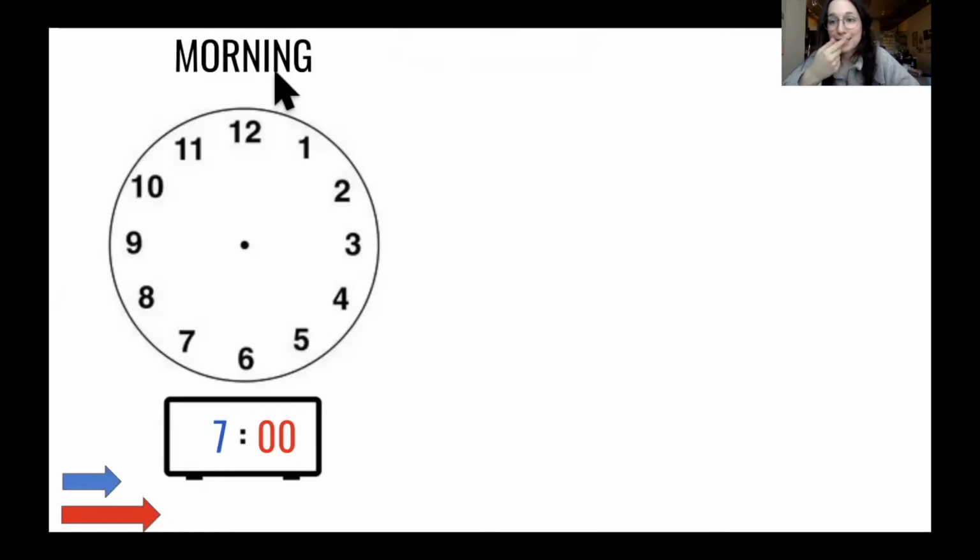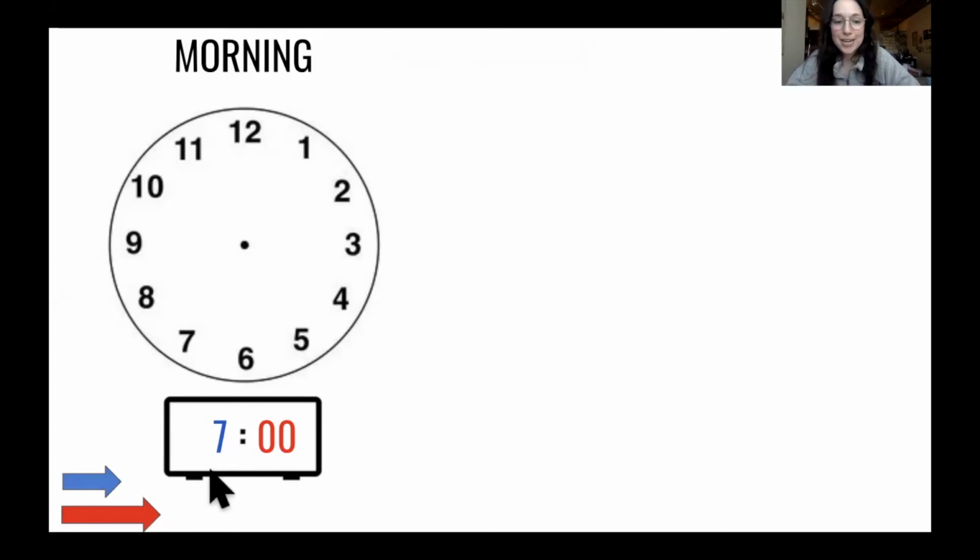So I know that this is going to be sometime in the morning. Now, I've got my clock down here that has the time, but I see that my analog clock up here doesn't have the hands. So I need to use my digital clock to draw the hands on my analog clock. I'm going to use the time on the digital clock to draw the hands on my analog clock.